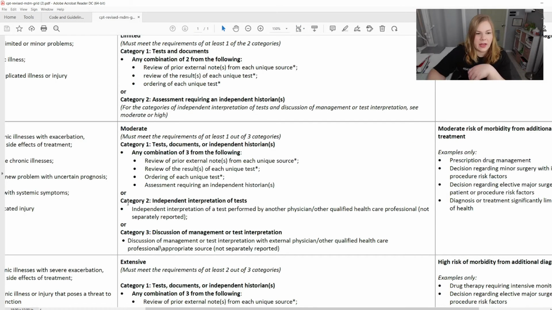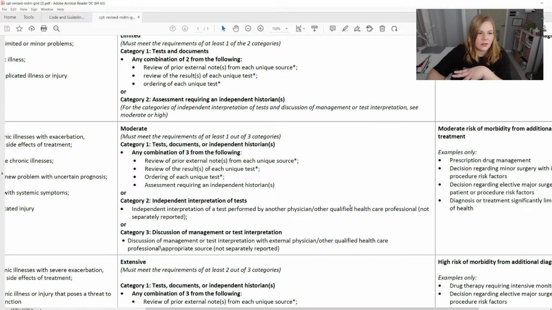And then we have our category 2. Category 2 is the independent interpretation of tests. So independent interpretation of a test performed by another physician or qualified healthcare professional that's not separately reported. So we're not billing it out with a separate CPT code, because if we are, then we're getting paid for it there. We're not also going to double dip then and calculate that in for a higher E&M level.